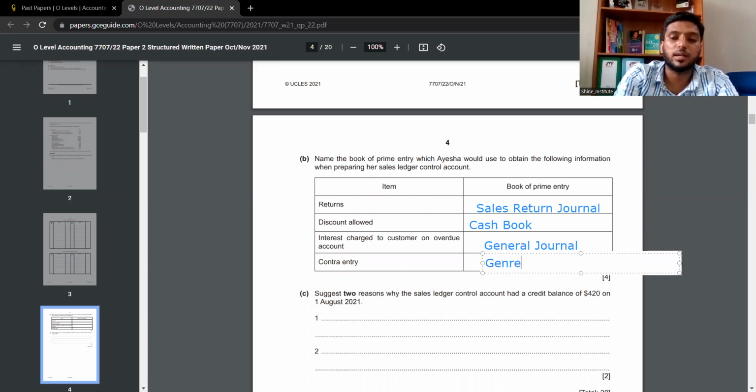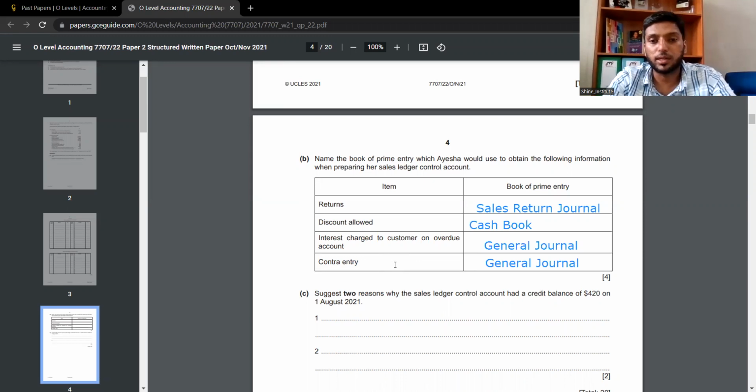Now, how do I know that these entries are coming to general journal? This is a basic question the students might have. You need to understand one particular thing, guys. When it comes to returns, it was a sales return journal because they're speaking about sales here. So we can directly go on to that. Discount allowed is a cash book. Discount received also comes under cash book.